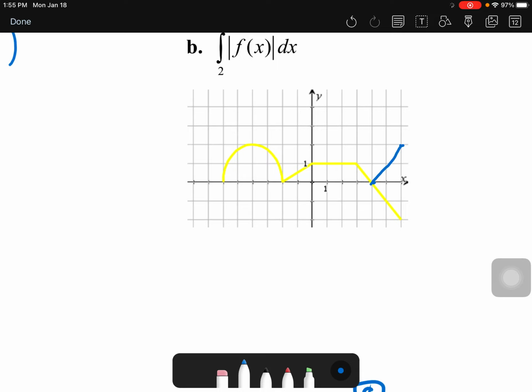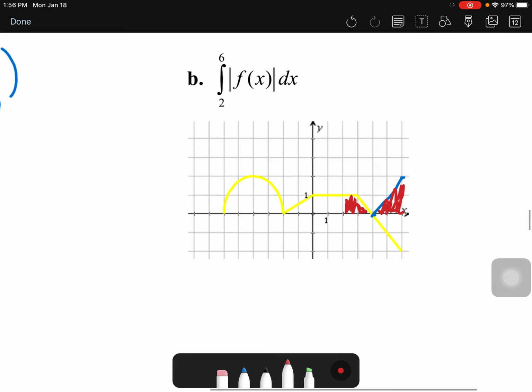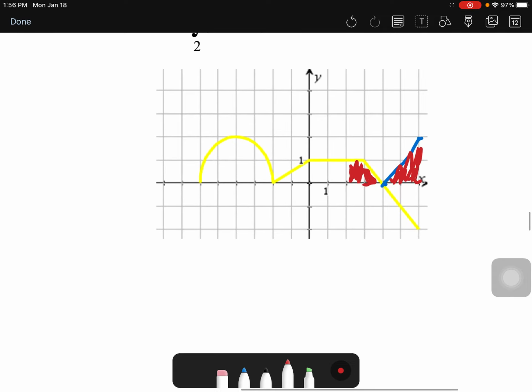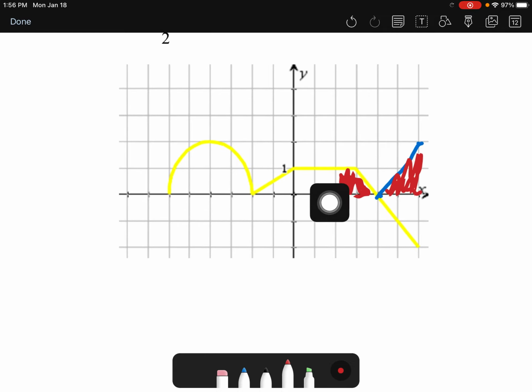So that negative part becomes positive, and the area that we're looking at from 2 to 6 would be this part right here, and now this part right here. Okay, as I calculate this out just geometrically, let me zoom in here, this is a square right here, so that's 1, and then it's half of a square, so that's 1 and 1/2.